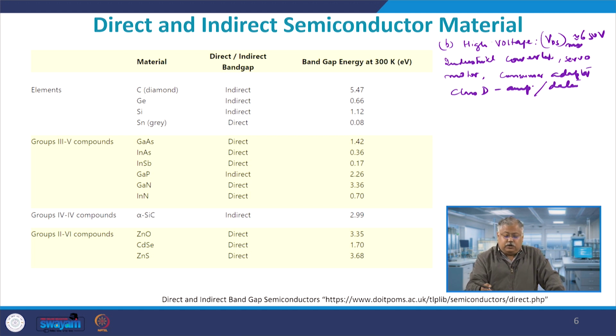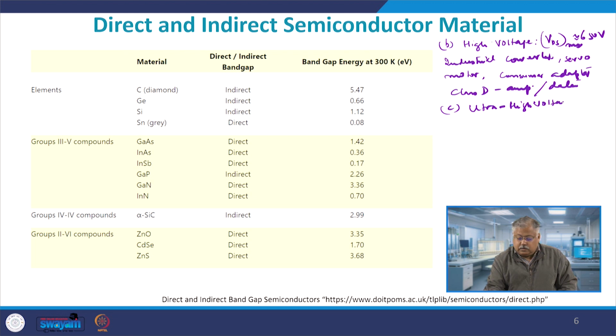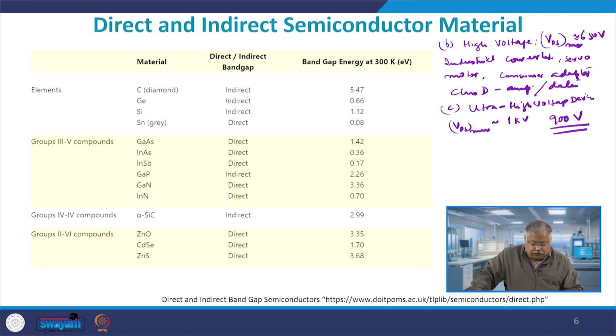So, we have a low voltage GaN based device, we have a high voltage GaN based device, and the last part is the ultra high voltage devices, and these have VDS max of the order of 1 kilovolt or even greater than that. Currently, we do not have a very large number of ultra high voltage GaN based devices, but the highest which is commercially available to the best of my knowledge is around 900 volts, and they are used for photovoltaic inverters and so on and so forth.